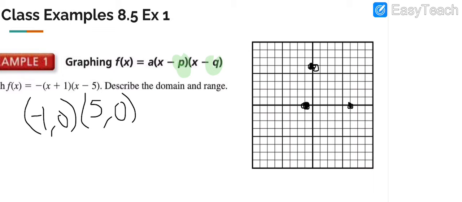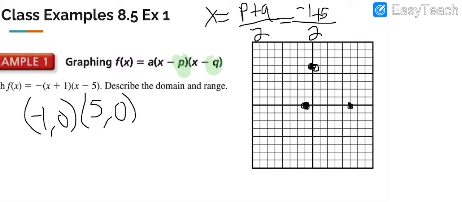And then I would need to find my vertex. Now, my vertex occurs at my x equals, again, (p plus q) over 2. The x value of my vertex is simply p plus q over 2, which for this one is 4 over 2, which means the middle of my graph exists at 2. This should make sense because 2 is 3 off of 5 and also 3 off of negative 1.